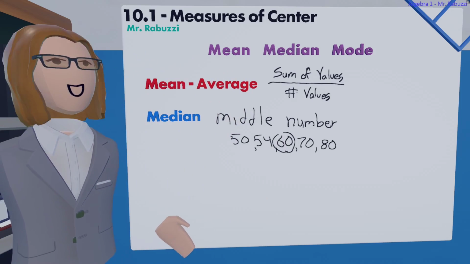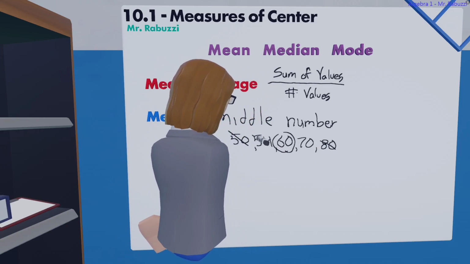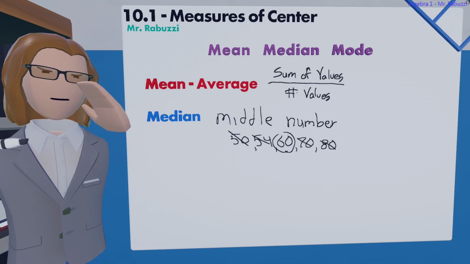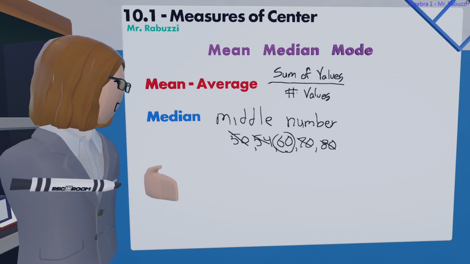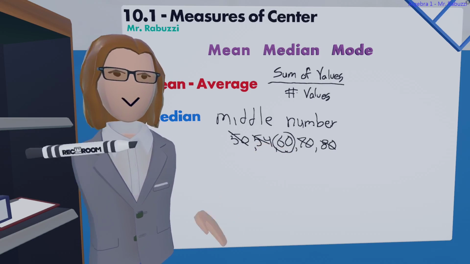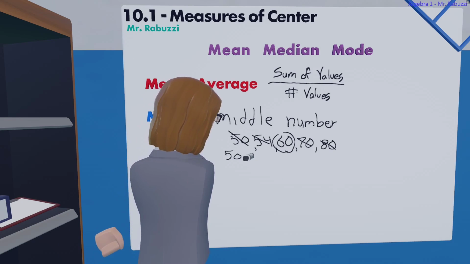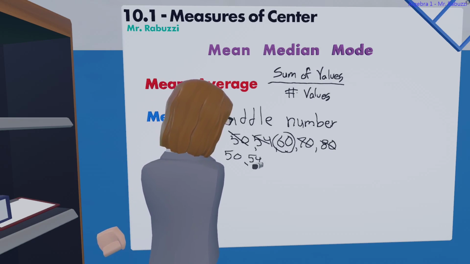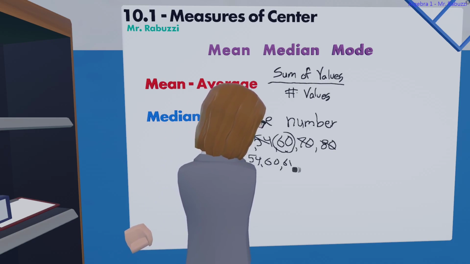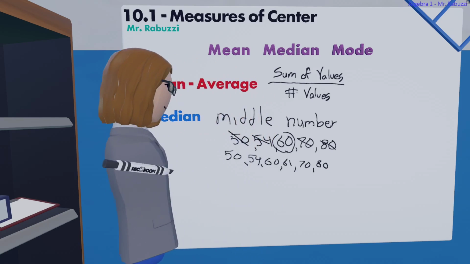That was easy. But if it's a big long list, you can cross out the bottom, cross out the top, cross out the bottom, cross out the top. You do that until you have 1 or 2 numbers left. If you have 1 number left, boom, you're done, right at 60. But what happens if you have, I don't know, test scores of 50, 54, 60, 61, 70, 80. So we had 6 people in the class now.